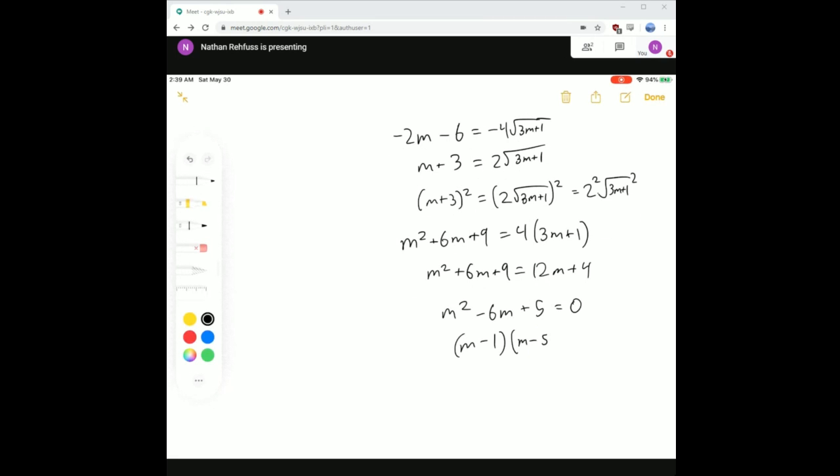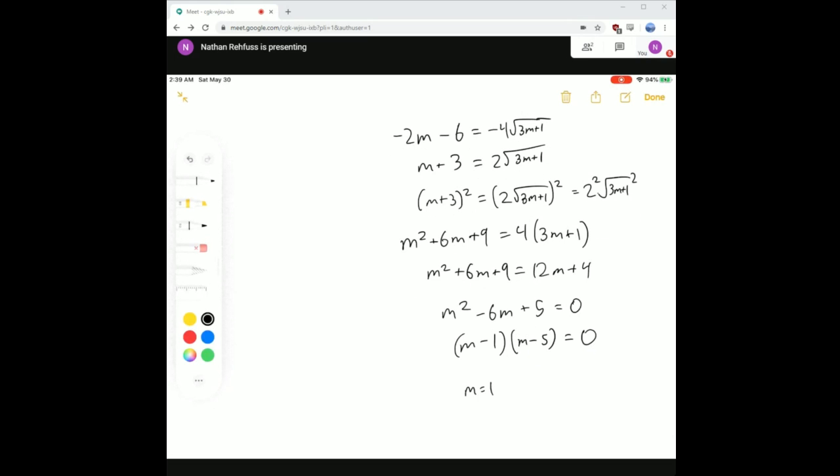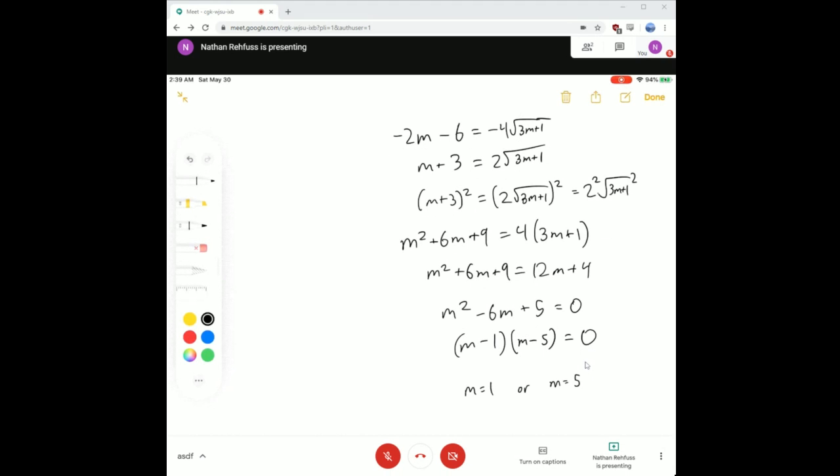If m minus 1 is 0, then m equals 1. If m minus 5 is 0, then m equals 5. One of those has to be 0 for the whole thing to work out to 0. So m is 1 or m is 5.